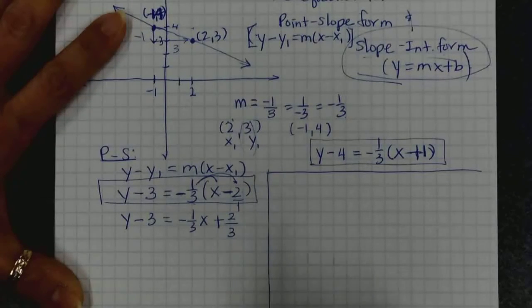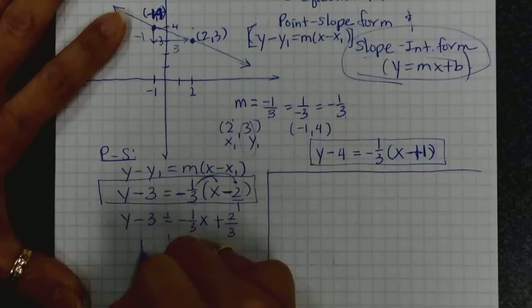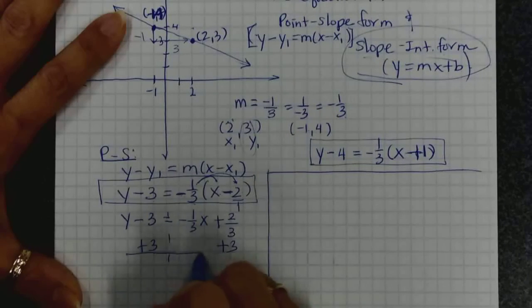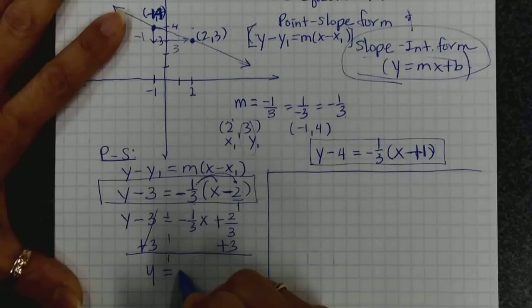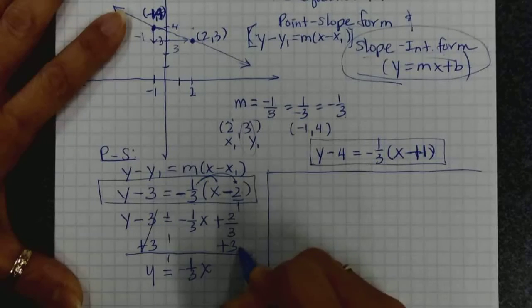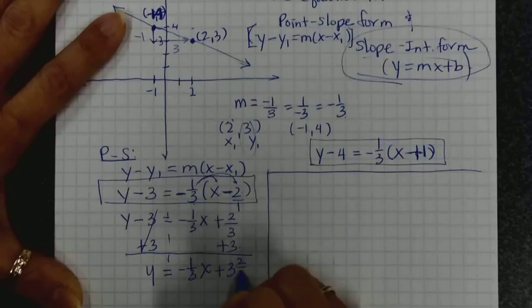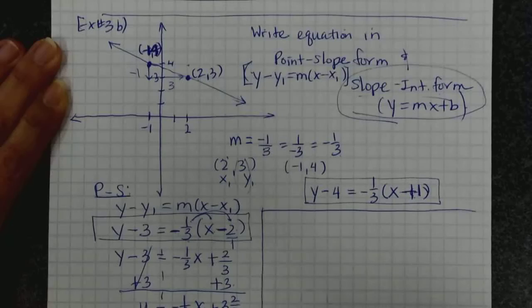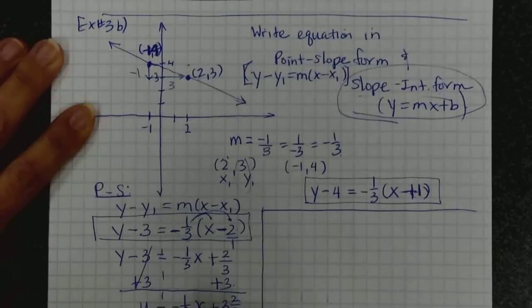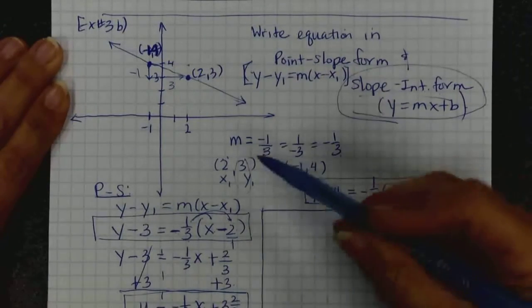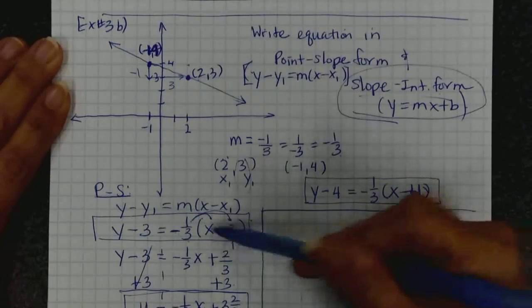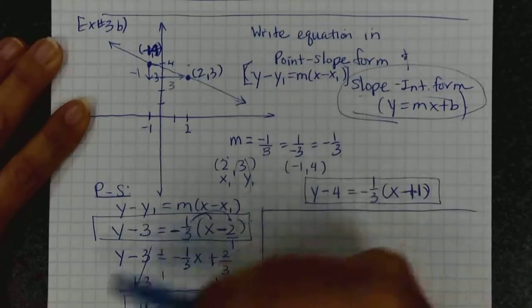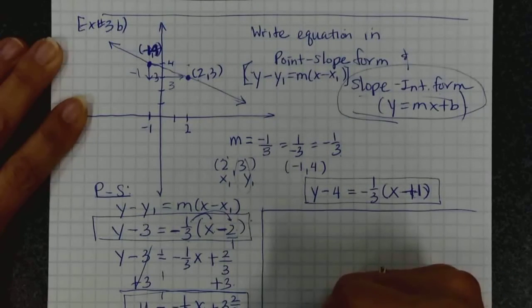Because we want slope-intercept form, I have to get y by itself, and to do that I add 3 to both sides. Then y is equal to negative 1 over 3 x plus, and 3 plus 2/3 is 3 2/3. If you notice from the graph, this point, if you were guessing, is probably not the same as what you guessed before. That point is at 3 2/3. So this is slope-intercept form, transformed from the point-slope form by distributing and adding to get y by itself.